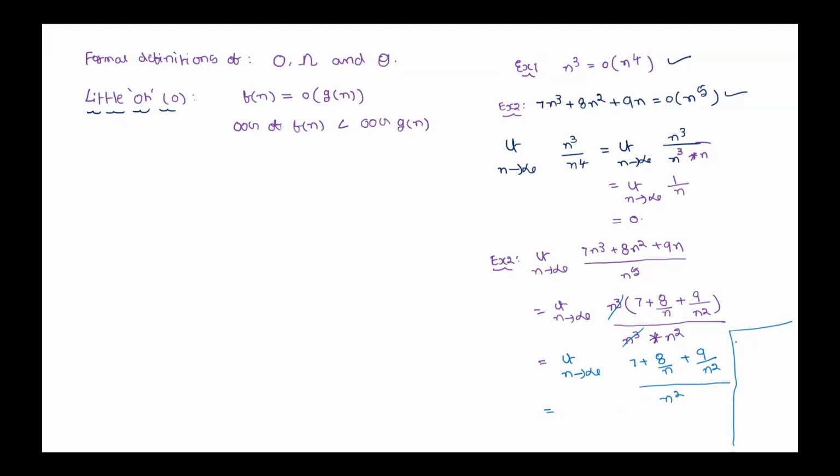What is limit n tends to infinite 7? There is no n part, so no problem. What is limit n tends to infinite 8 by n? This can be written as 8 is independent, 8 times limit n tends to infinite 1 by n. Is that correct? What is limit n tends to infinite 1 by n? 0. So it is 8 into 0, so it is 0. Similarly, what is limit n tends to infinite 9 by n square? 0. This also same way we can show that it is also 0.